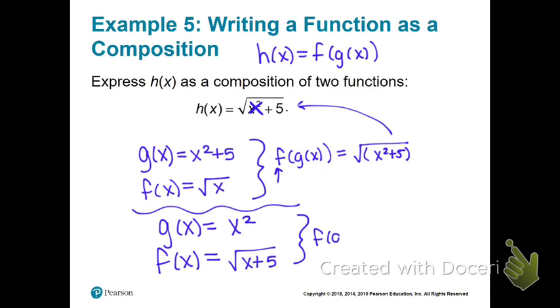And then you can check it. Do the composition if you need to. F is your skeleton. And then plug in your g of x. Is that what we started with? Yeah, so that works too.